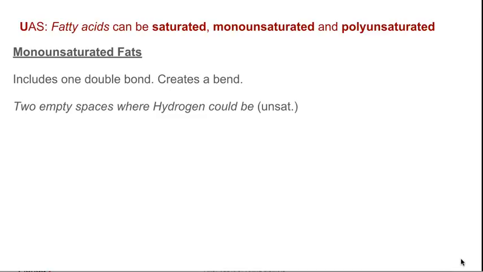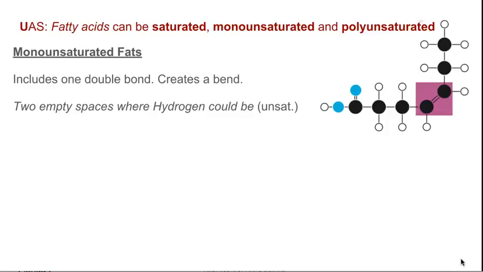It's called unsaturated because it actually has 2 empty spaces formed by this double bond where hydrogens in theory could attach to. So this is why we call it unsaturated fat. Here is an example here. You can see the double bond in the pink box, and you can also see this characteristic bending of the molecule.